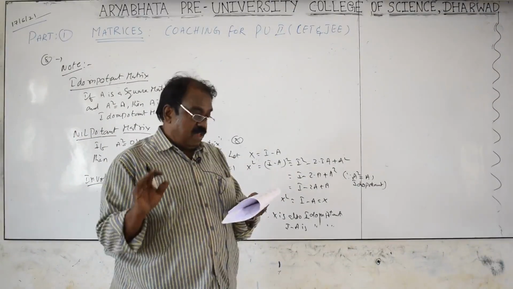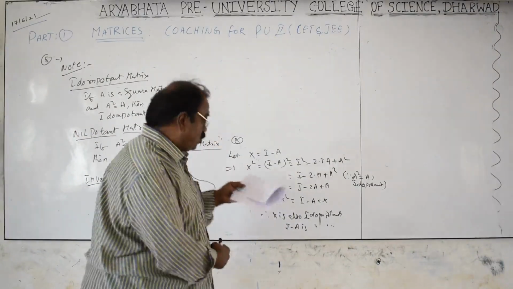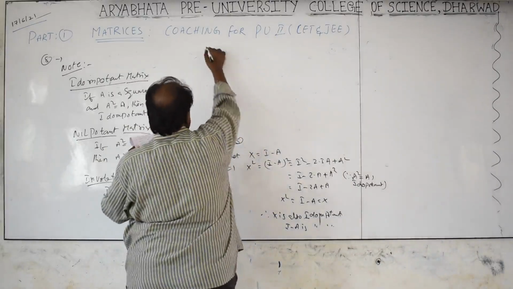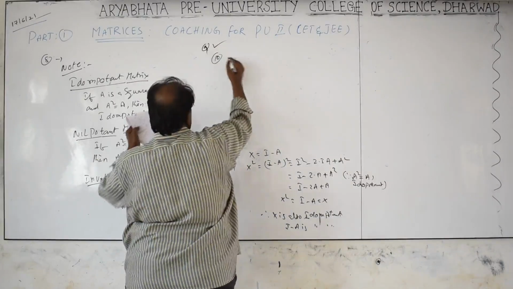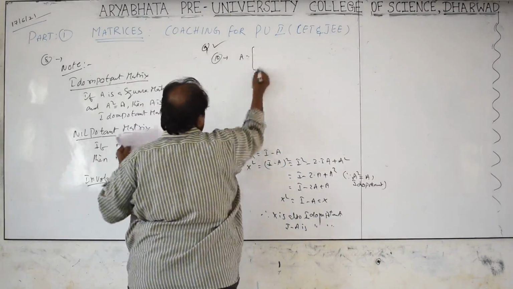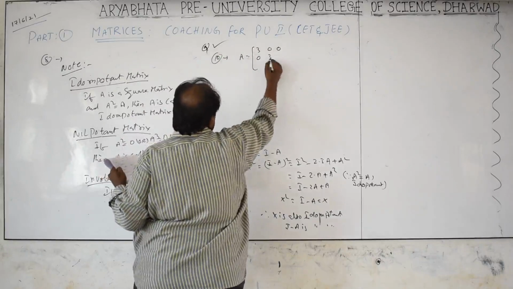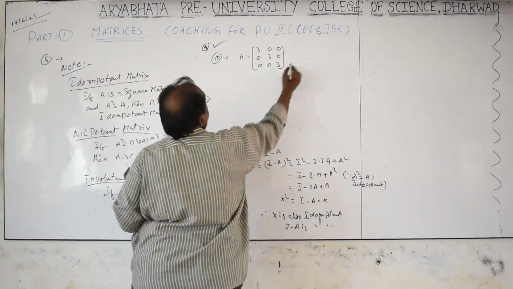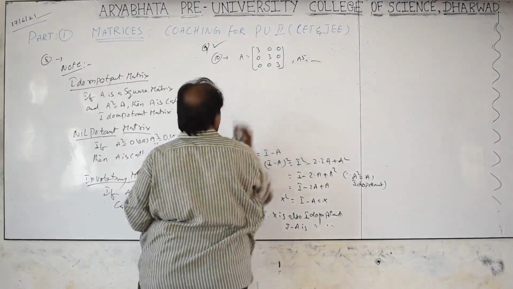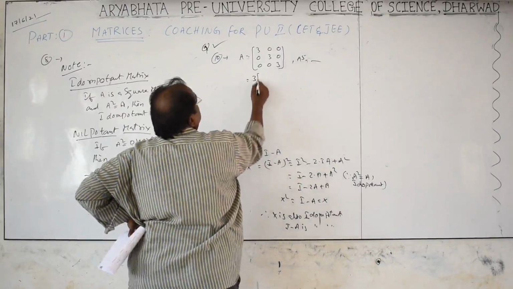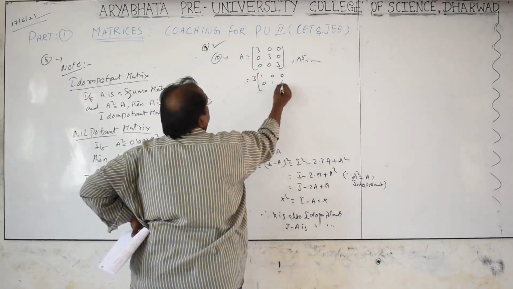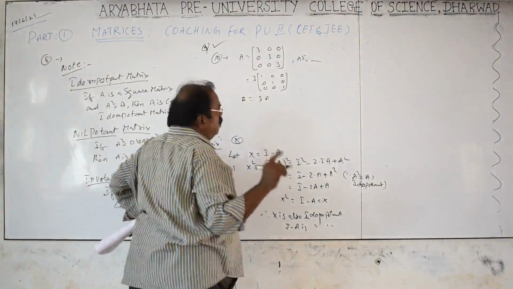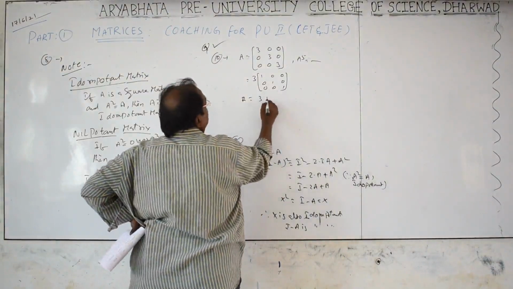10th one. Capital A is a 3 by 3 matrix, given. It is the 10th problem; the 9th you solve. Capital A is equal to 3 0 0, 0 3 0, 0 0 3, and we have to find A power 5. Here you take 3 as common: 1 0 0, 0 1 0, 0 0 1. So A is equal to 3I.